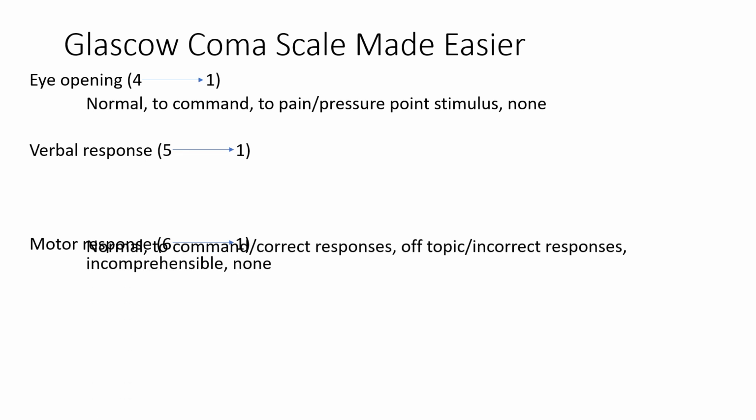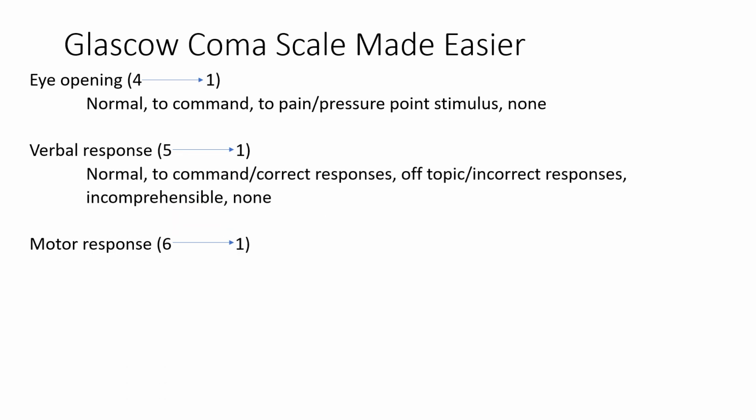In verbal response, we have 5 choices. So 5 is normal, none is 1, and then we have 3 choices in between to fill in. Again, if you ask them a question and they respond to you correctly, that is a 4. If you ask them a question but they respond to you incorrectly, they're kind of off topic, that is a 3. And if they respond to you but they're incomprehensible, maybe they're muttering, you can't really understand what they're saying, that is a 2.